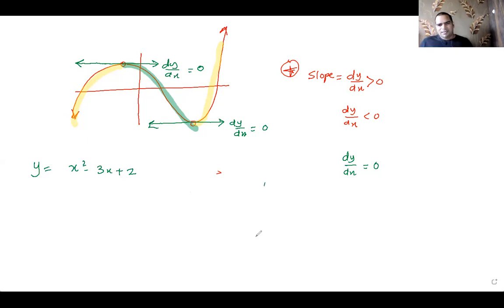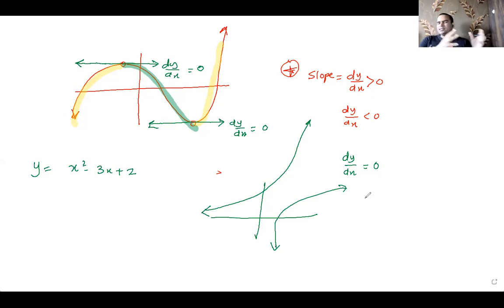If you look at any exponential graph, you can see exponential graphs don't have a stationary point. Or a logarithmic graph doesn't have a stationary point. So it's not necessary that each kind of graph has to have a stationary point. So let us just understand how to find out dy by dx here.